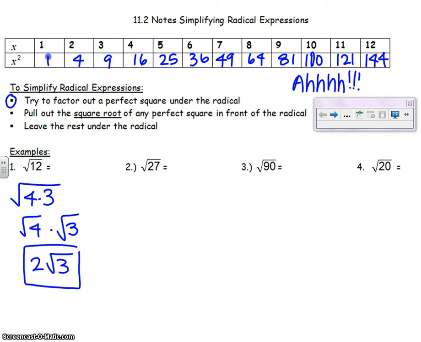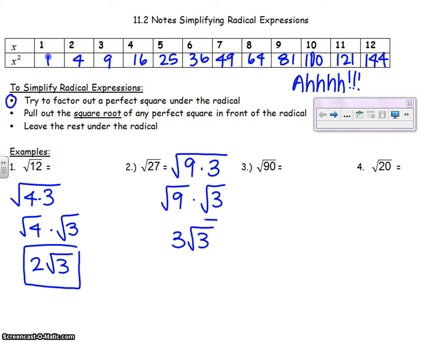Okay, so the square root of 27, we're thinking what goes into 27 that's a perfect square, and that's going to be 9 times 3. And then we'll break that apart to the square root of 9 times the square root of 3. Well, the square root of 9 is 3, and we can't do anything to the square root of 3, so there we go. So that's saying 3 times the square root of 3. And if we were to type that into a calculator, we would get the same thing as if we were to do the square root of 27 on a calculator.